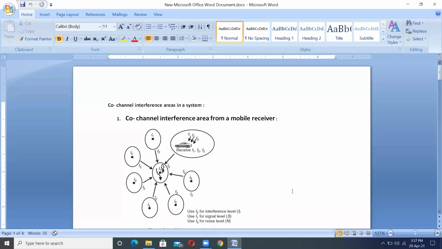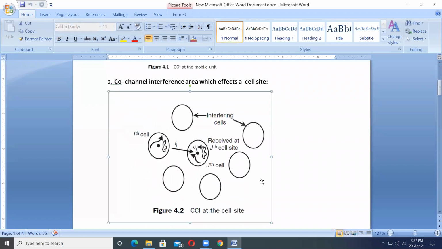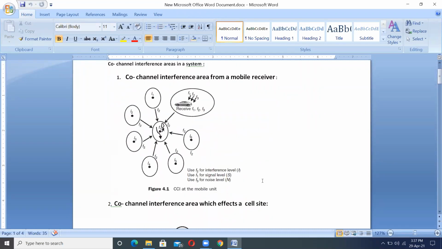After interference, there are co-channel interference areas in a system. There are two areas identified in co-channel interference areas in a system. One is the co-channel interference area from a mobile receiver, that means our mobile phone, and how the co-channel interference affects it. The other is through the cell site. There are two areas affected, through the mobile receiver and through the cell site. Right.